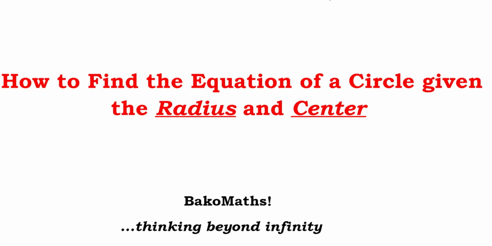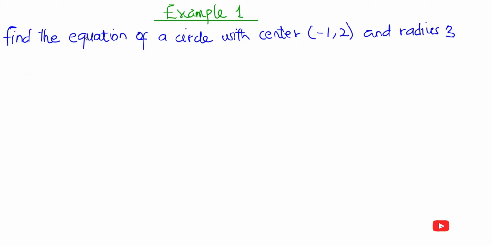Now let's start with some examples. Example 1 says: find the equation of a circle with center (-1, -2) and radius 3.